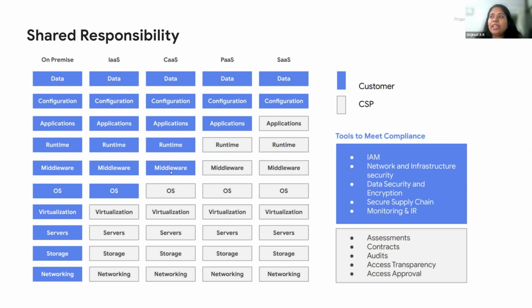So in container as a service, again, starting from the middleware onwards, you have to take care. From platform as a service, up to the runtime vulnerabilities, everything is managed by the service provider. But starting from the application, ensuring identity and access management, encryption, all that has to be handled by the customer. SaaS, it's again the data and configuration that has to be managed. Okay.